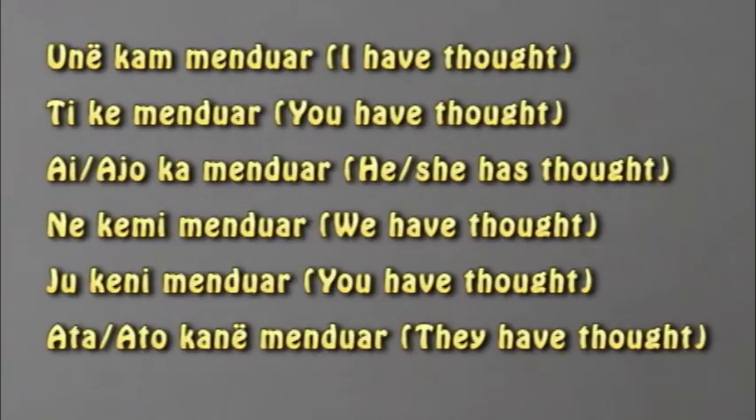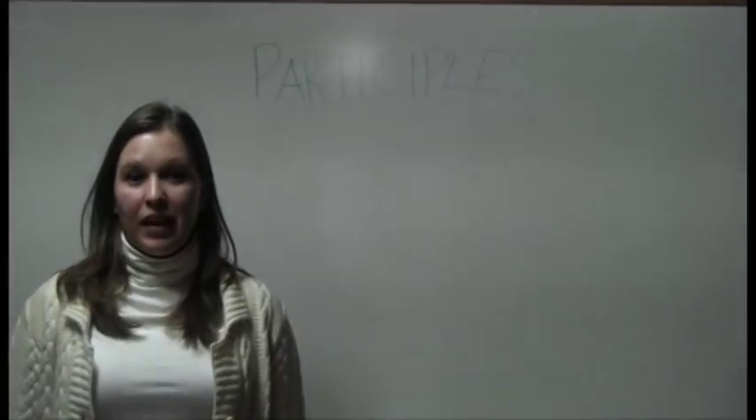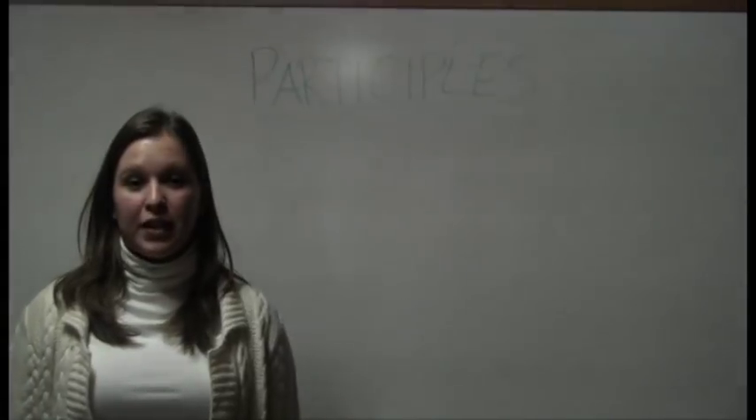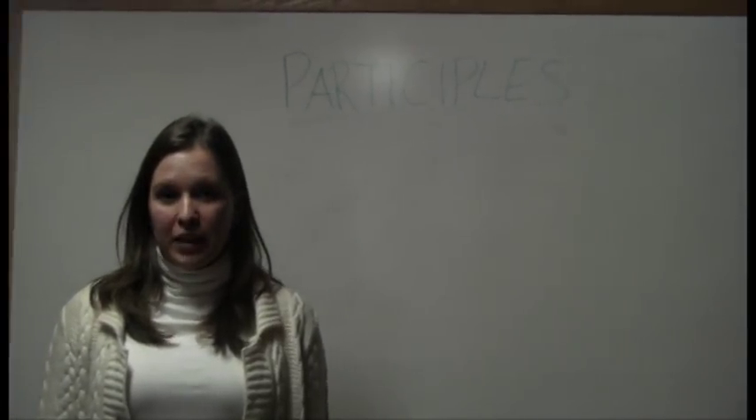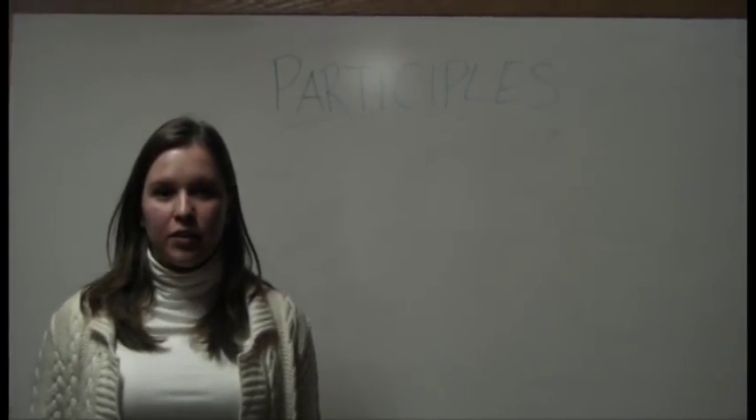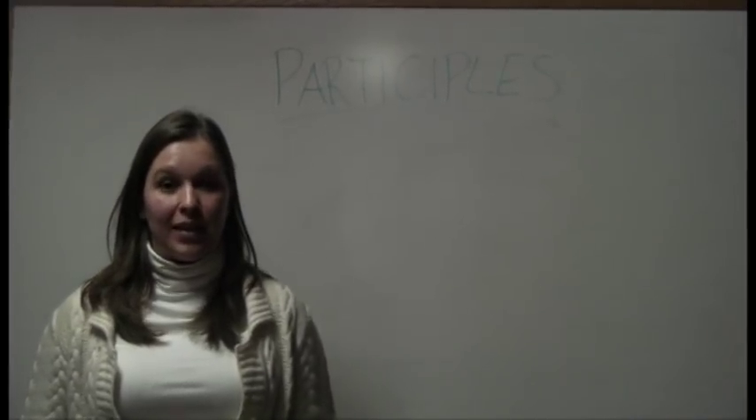So, if you wanted to say I have thought in Shqip, it would be simple. You take the first person singular of the verb kam, unë kam, which is to have, and follow it by the participle of mendoj, to think, which is menduar. Unë kam menduar. In this case, the present perfect tense is a great tool to use, and it's pretty simple to use also, since it's formed and used just like it is in English.